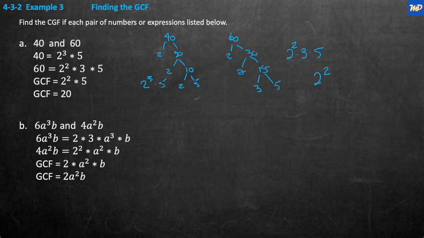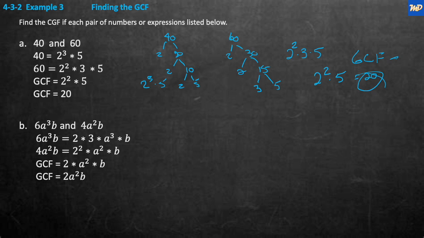So the answer here is going to be 2 squared. And what's the other common one? The 5 is common in both of them, right? So 5. So that's 4 times 5 is equal to 20. The greatest common factor, the GCF, is equal to 20. Okay, how about this one?